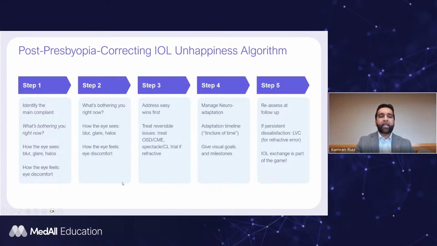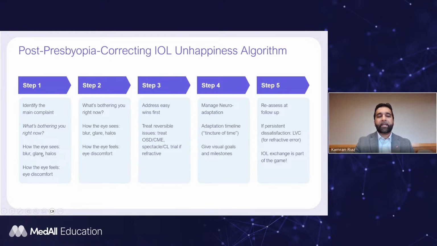Again, identify what's the main complaint. Ask an open-ended question like, what's bothering you? And sometimes I hear, everything's bothering me. My kids don't listen to me. Well, you can't solve that problem, but at least for their eye problems, you can try to solve some of these other problems here.